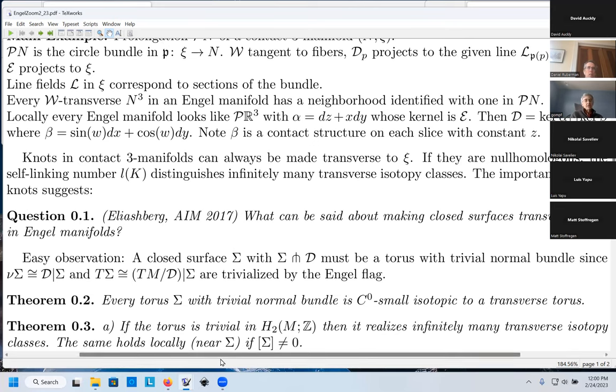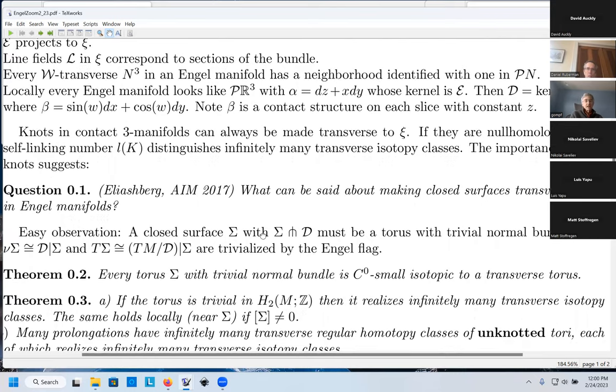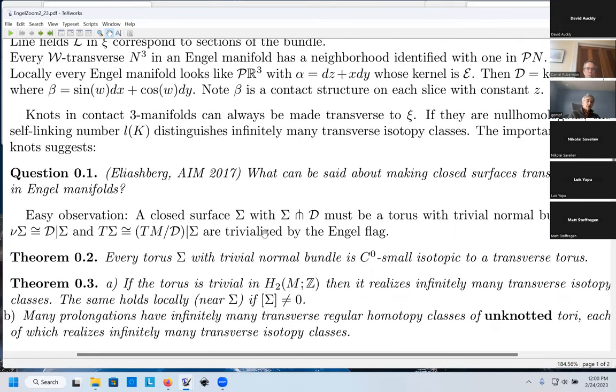But it turns out that in fact, this is not as general a statement, but there are a lot of prolongations that have the property that already, if we look at unknotted tori, we can use unknotted tori to realize, in fact, infinitely many transverse regular homotopy classes, each of which realizes infinitely many transverse isotopy classes. Of course, we can do that with a lot of other knot types of tori as well, but I think it's interesting that already the unknotted case is giving us all this stuff that we don't actually see in dimension three. So somehow, in some ways, transverse tori are analogous to transverse knots, but in other ways, it's a much richer sort of theory.